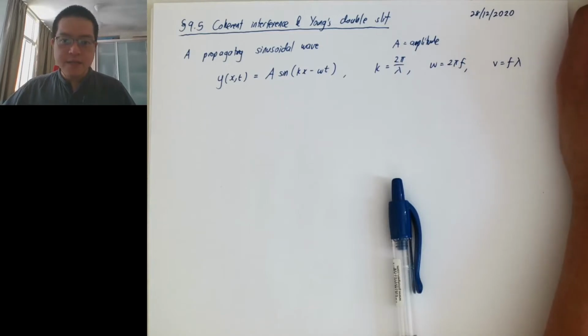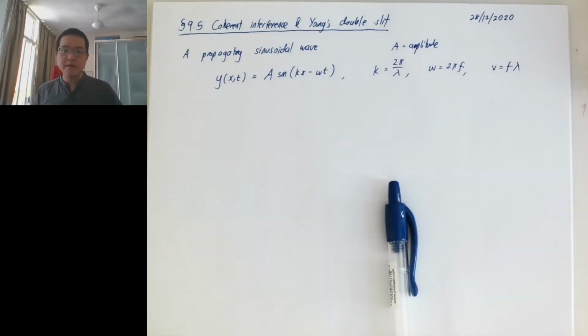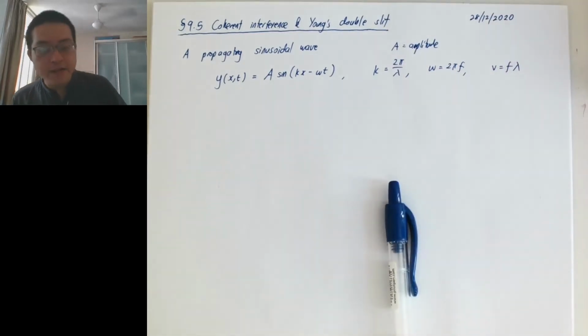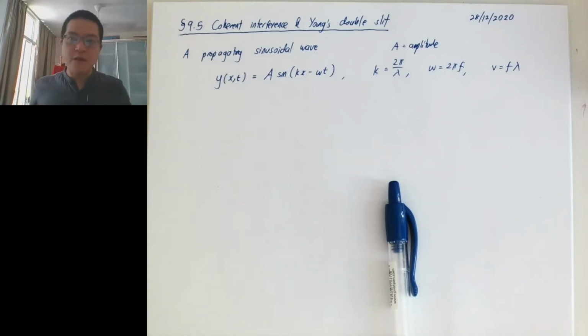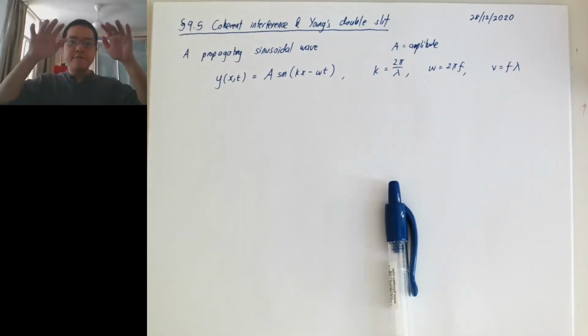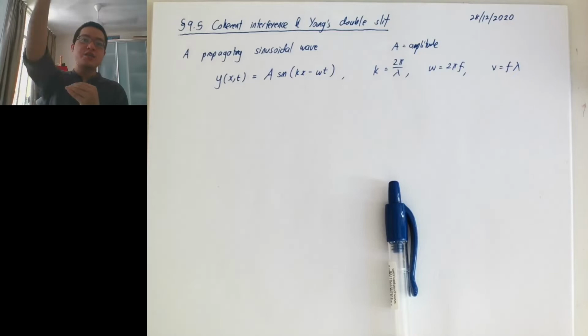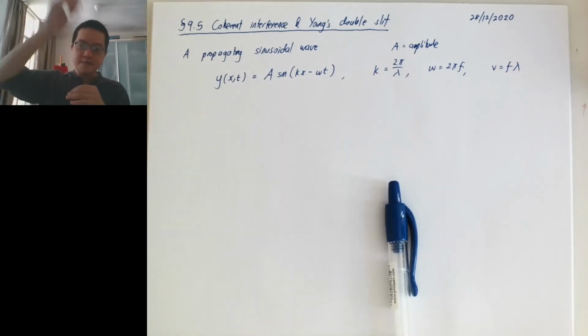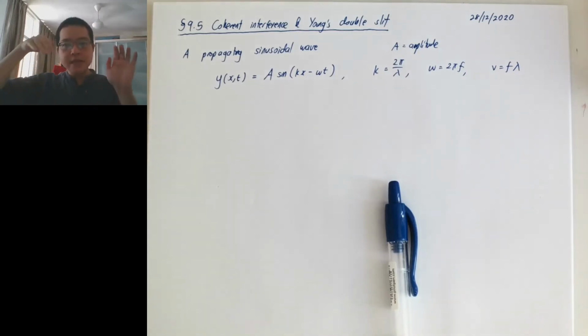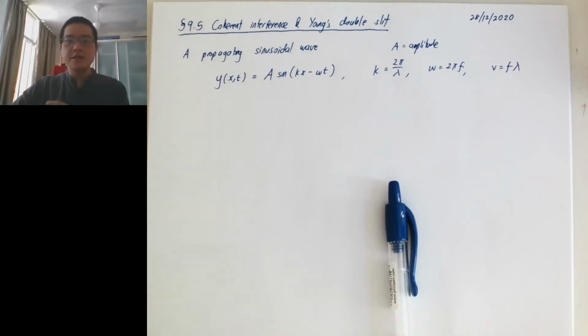Let us get started about another phenomenon related to waves, which is the coherent interference and double slit, right? So one of the defining features of wave is the superposition principle. We discussed this last week. Two waves can interfere with each other, and it depends on the wave, right? So if the two waves have the same phase, the result will add up to a larger amplitude or a larger displacement. But if the two waves have opposite phase, they will cancel each other, right?